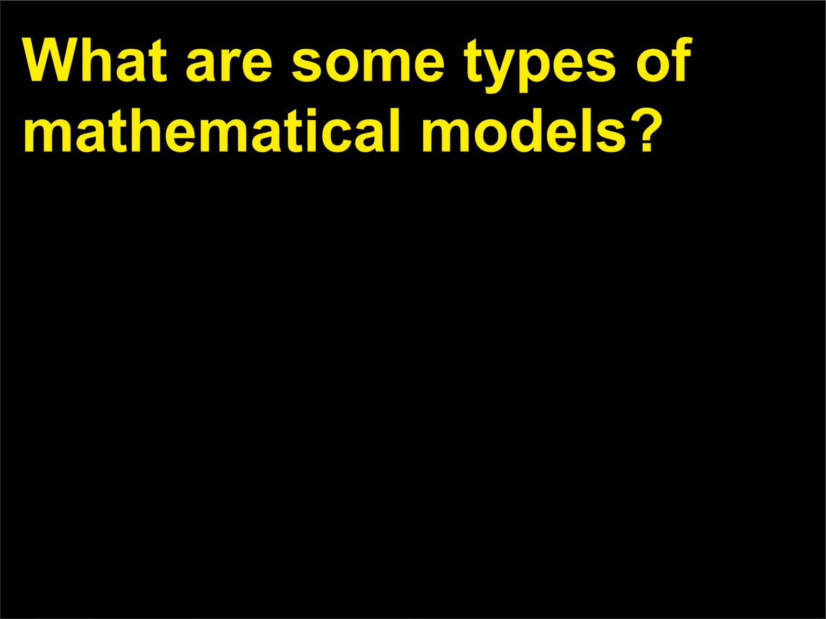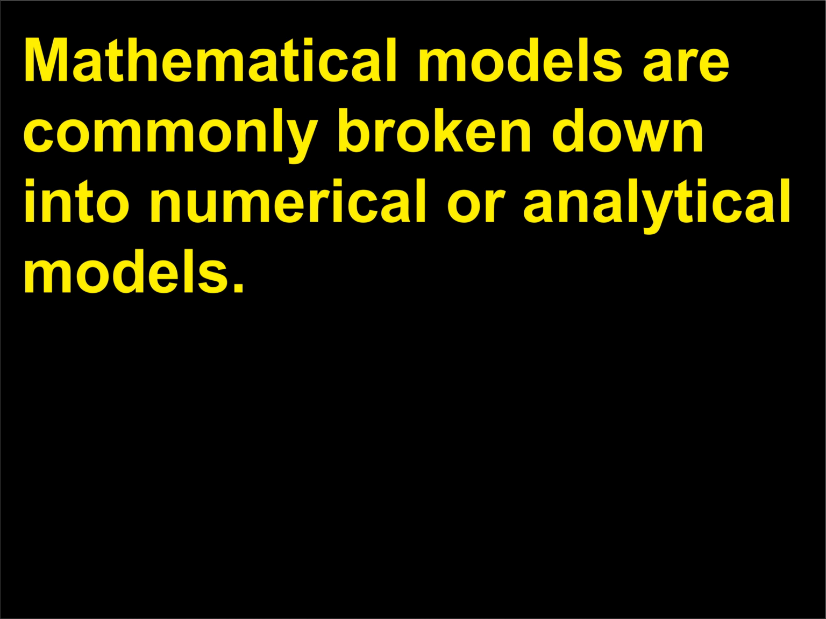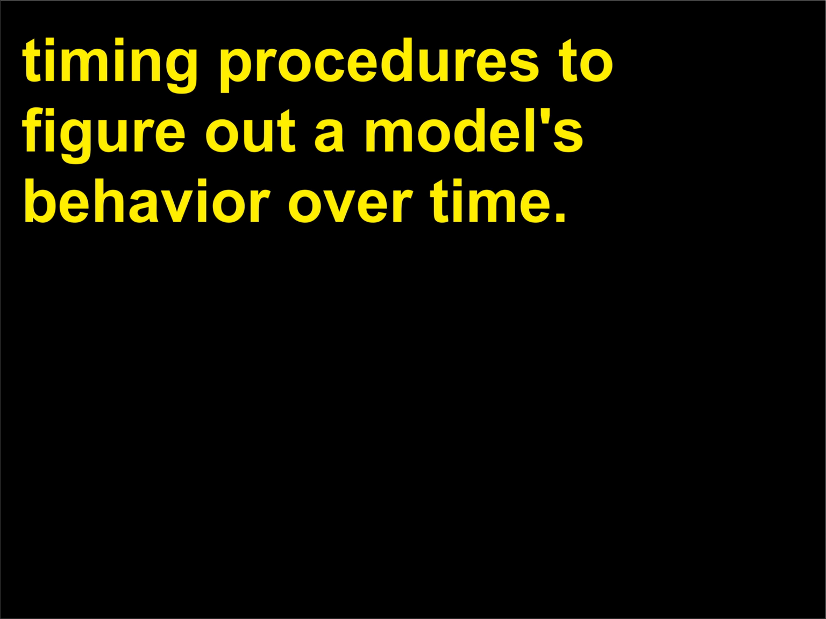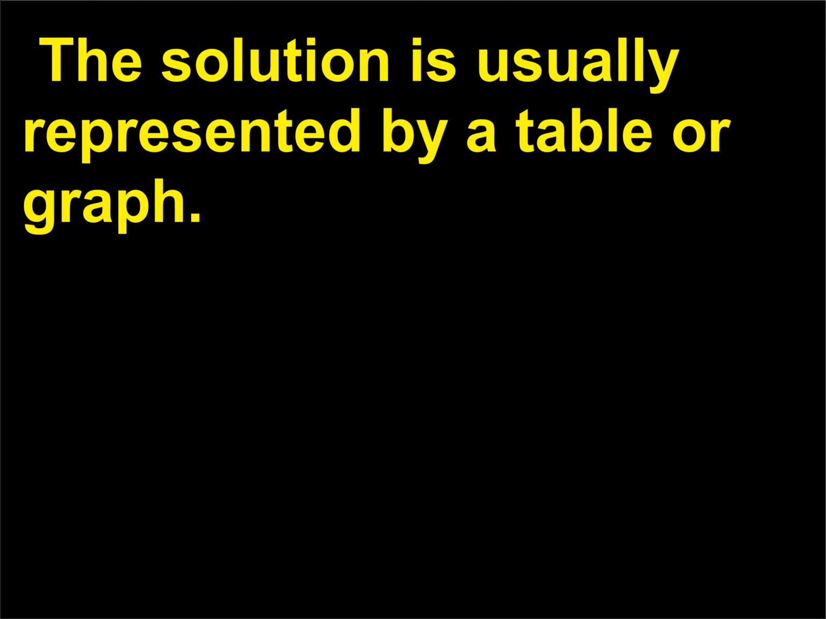What are some types of mathematical models? Mathematical models are commonly broken down into numerical or analytical models. Numerical models are those that use some type of numerical timing procedures to figure out a model's behavior over time. The solution is usually represented by a table or graph.